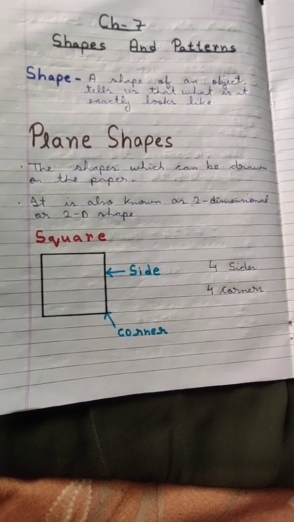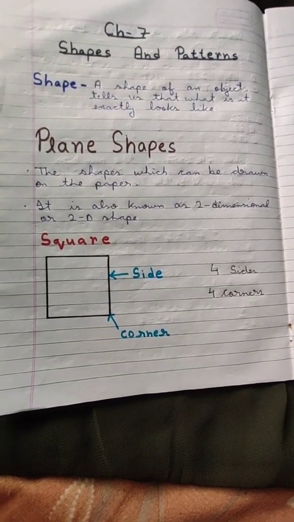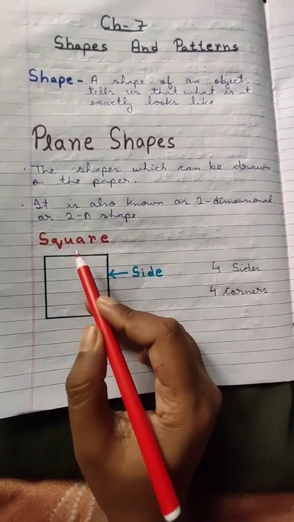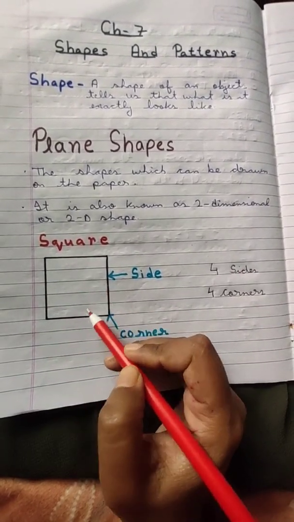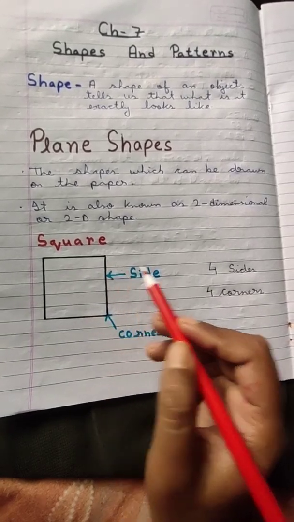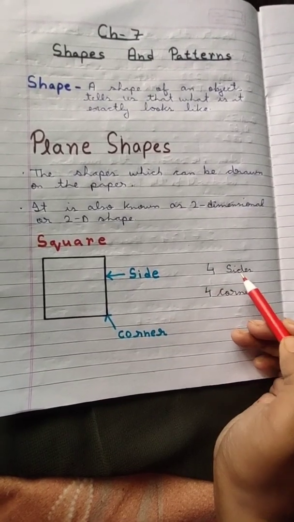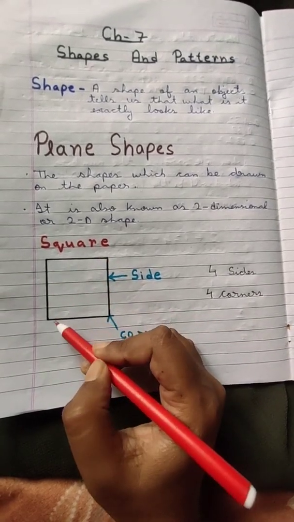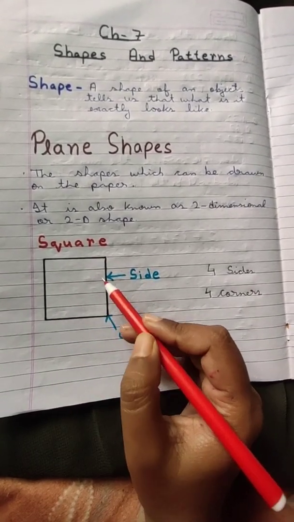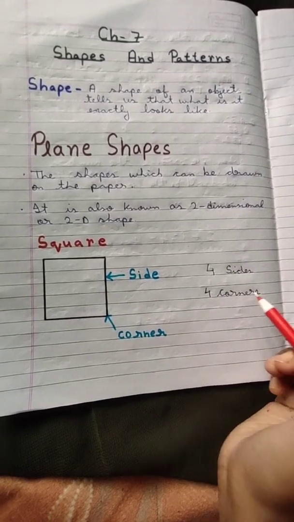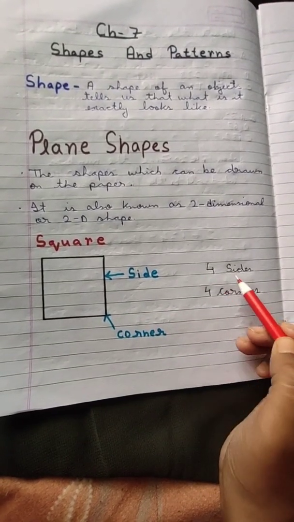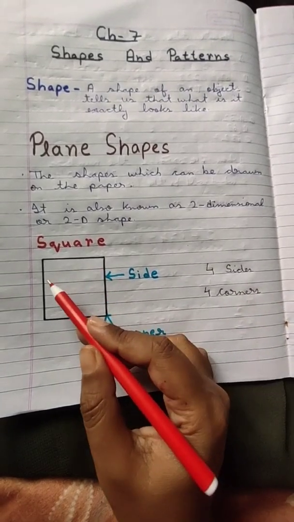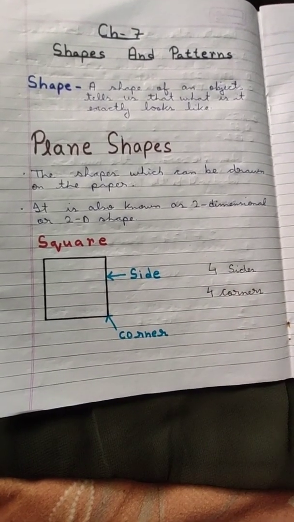Now children, can you tell me how many sides and corners does a square have? A square has 1, 2, 3, 4 sides and it has 1, 2, 3, 4 corners. A square has 4 sides and 4 corners, and all the 4 sides of a square are equal.